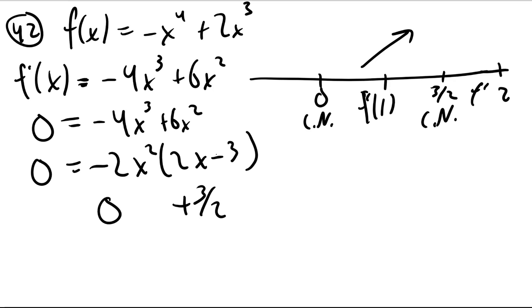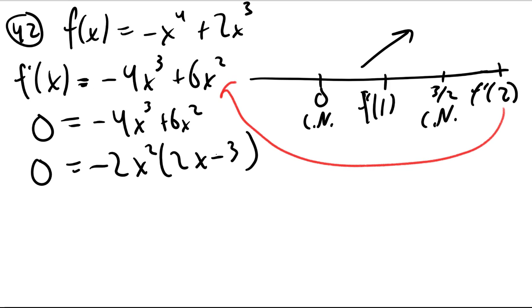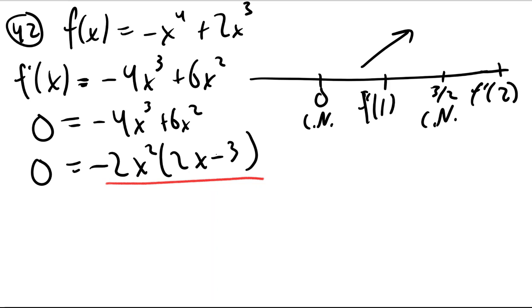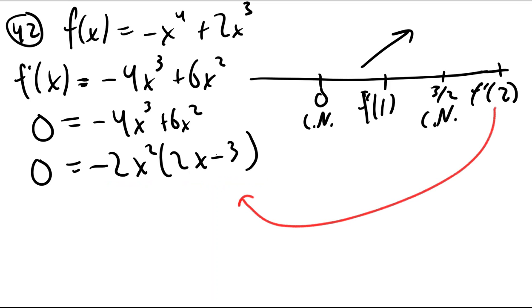Plug in something over here, like maybe 2 or whatever, anything bigger than 3/2. Just so you guys know, this is a nice little tip, especially when you're doing questions without a calculator. Plugging 2 into the first derivative here, it's not terrible, but you're trying to do -4 times 8 plus 6 times 4. The arithmetic is just a tiny bit harder. But if this is also the first derivative factored, sometimes it's easier to just plug it in down here, especially when you don't need to know the number and you just need to know if it's positive or negative.